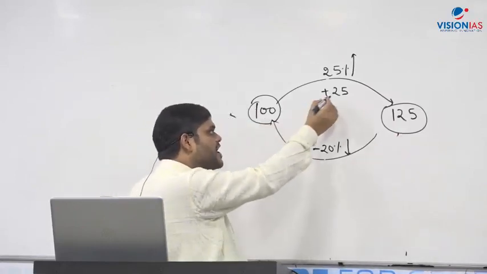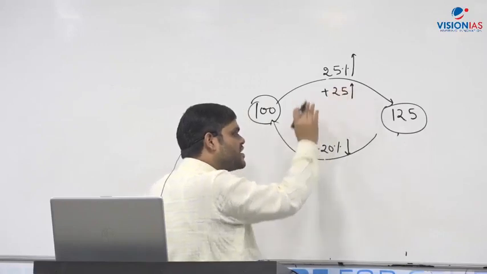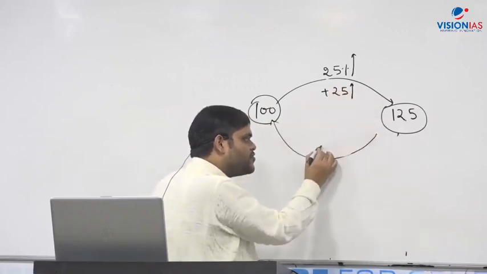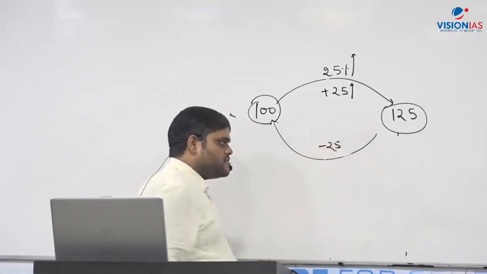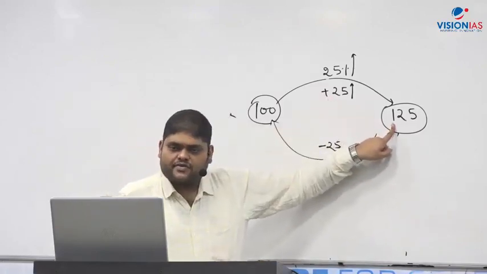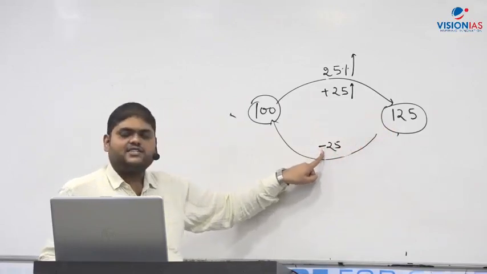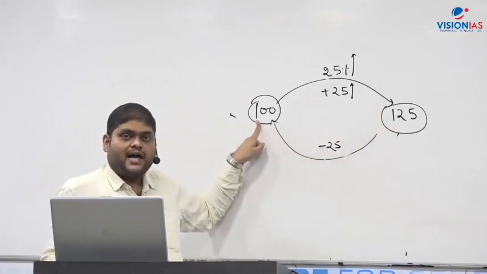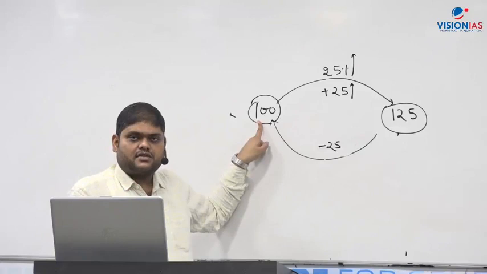Listen carefully. Here you are increasing 25. Here you have to decrease 25. Here you are increasing 25 to reach 125. And here you have to decrease 25 to reach 100. But the percentage is different.